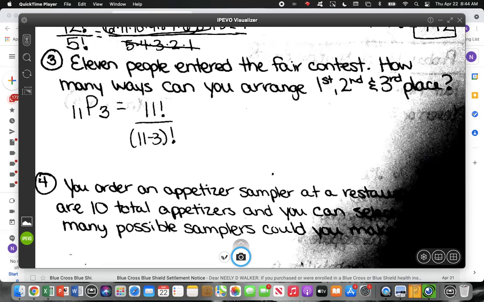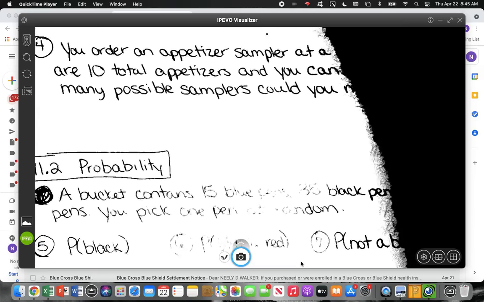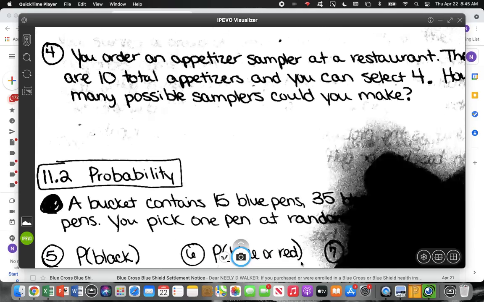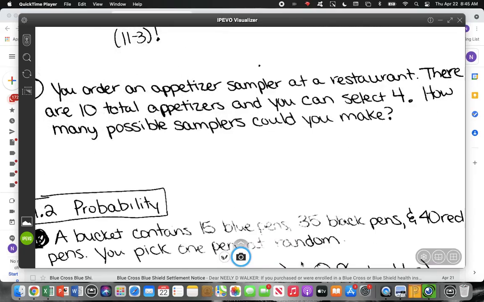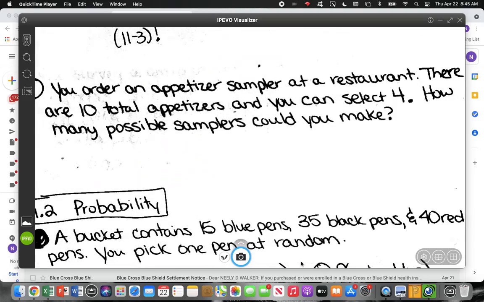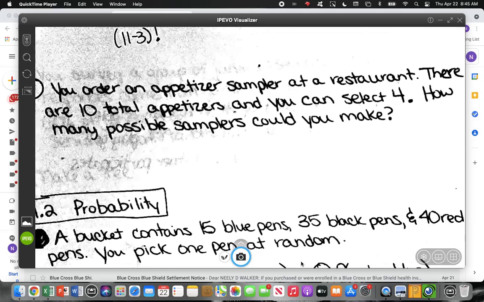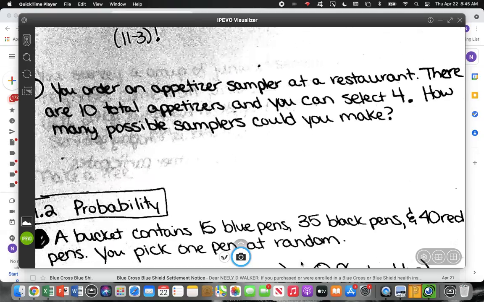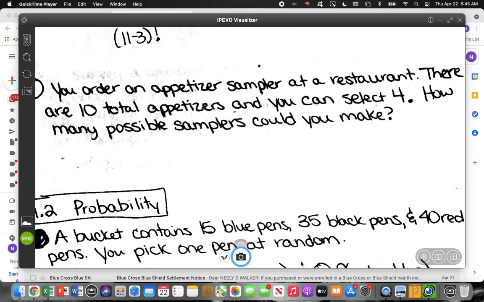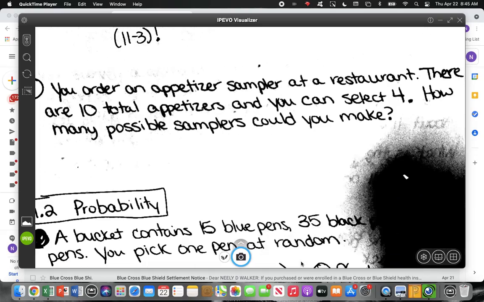Now look at the last example for this lesson, number 4. All right, so I don't know about you guys, but I really, really like appetizers. And I never can make a decision, so I like getting samplers where I can get a little bit of everything. All right, so if I order an appetizer sampler at a restaurant, if there are 10 total appetizers and I can select 4, how many possible samplers could I make? All right, is this a permutation or a combination? All right, I'm just picking 4. When they put them on the plate, I don't know which one they plate first. They're just putting them all together. So on this one, this is a combination.